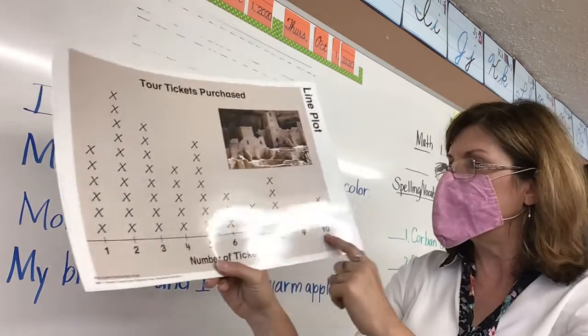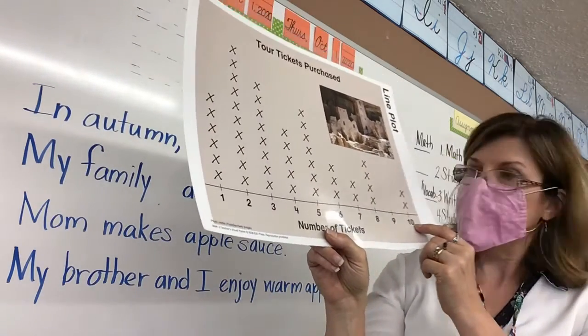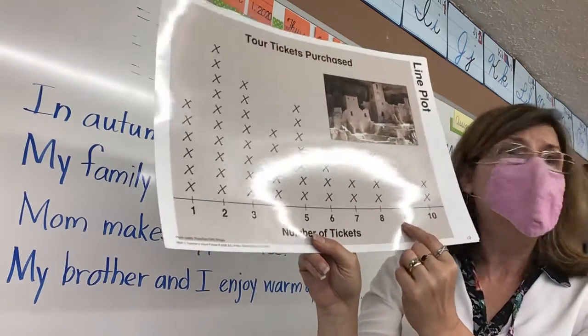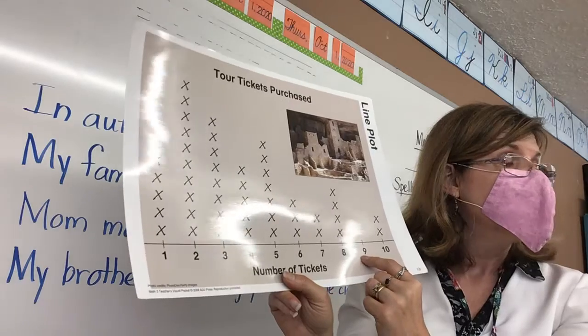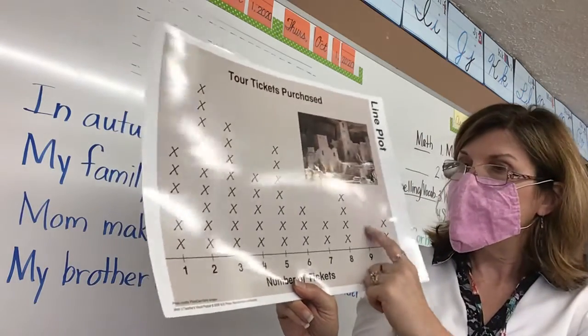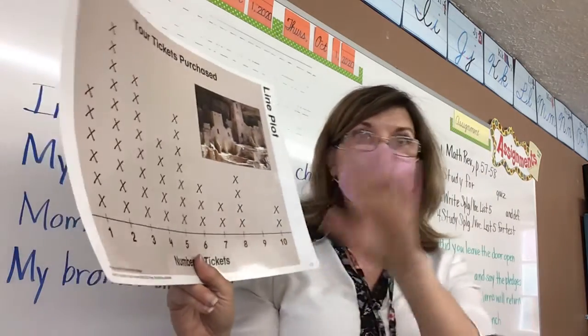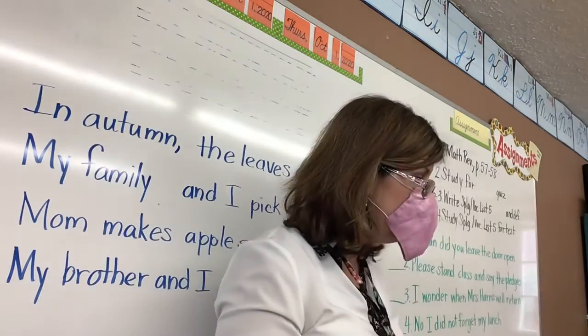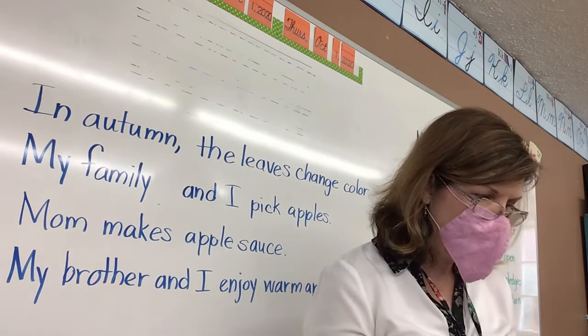1 ticket, 2 tickets. So the most that anybody bought was 10 tickets. And nobody bought 9 tickets. Okay? So that's what they would mean by having no X's above it. Nobody bought 9 tickets. We are going to do both these kinds, and we are going to use your birthdays. That's what we're going to use, your birthdays.